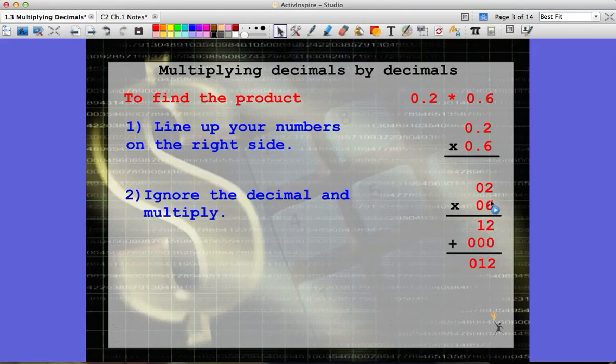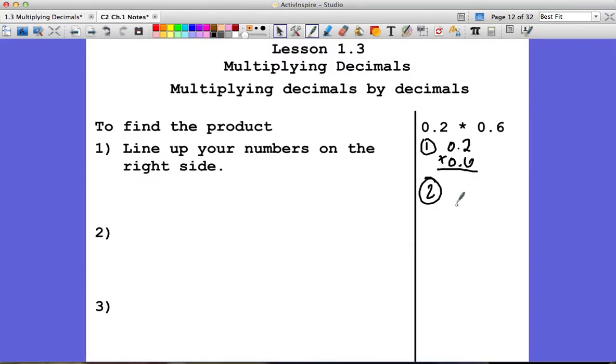And in this case, we get 2 times 6 is 12. Carry the 1. 0 times 6 is 0, plus 1 is 1. We're done with the 6. Add that 0. 2 times 0 is 0. 0 times 0 is 0. We add all those together. So you should have all of this here for step 2.